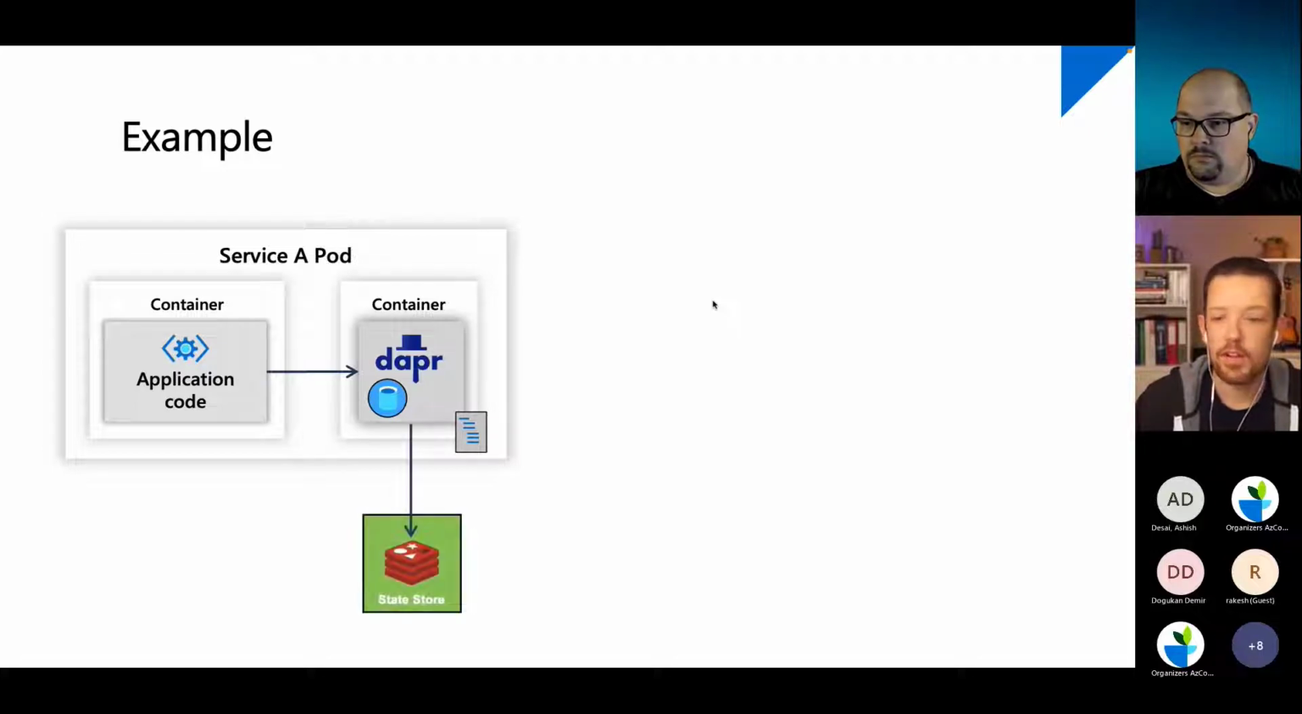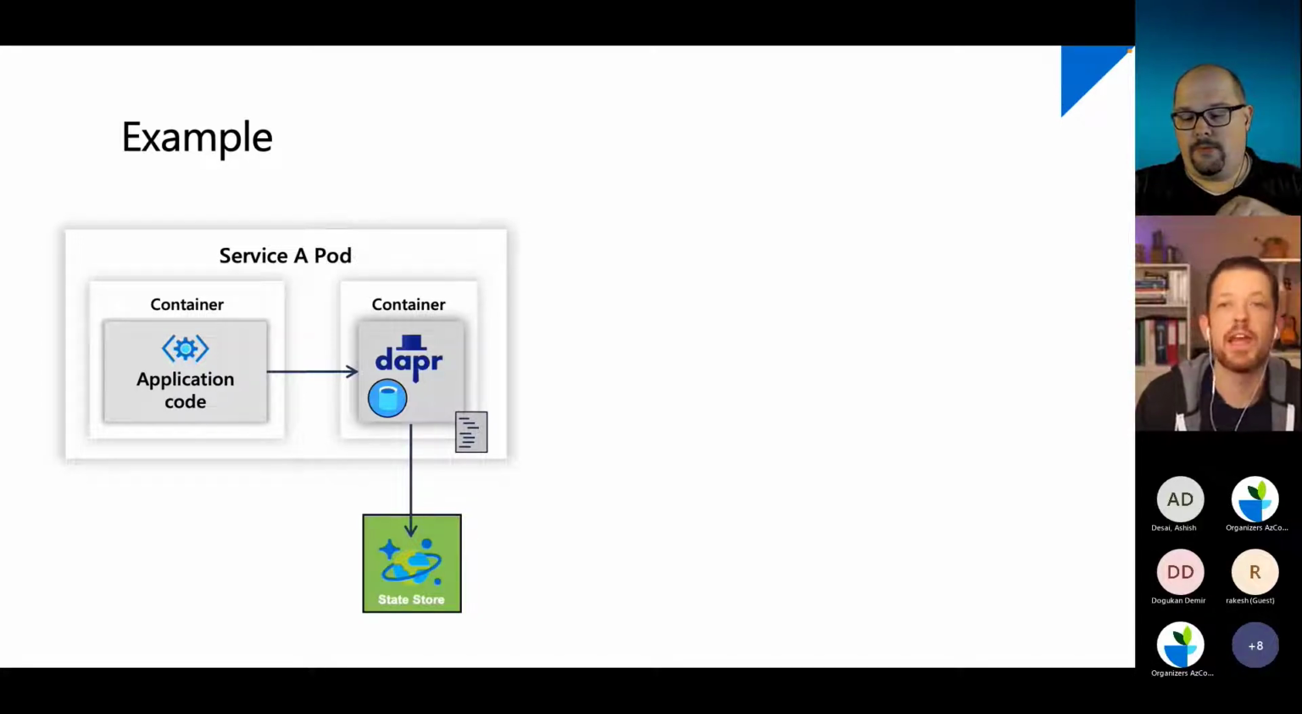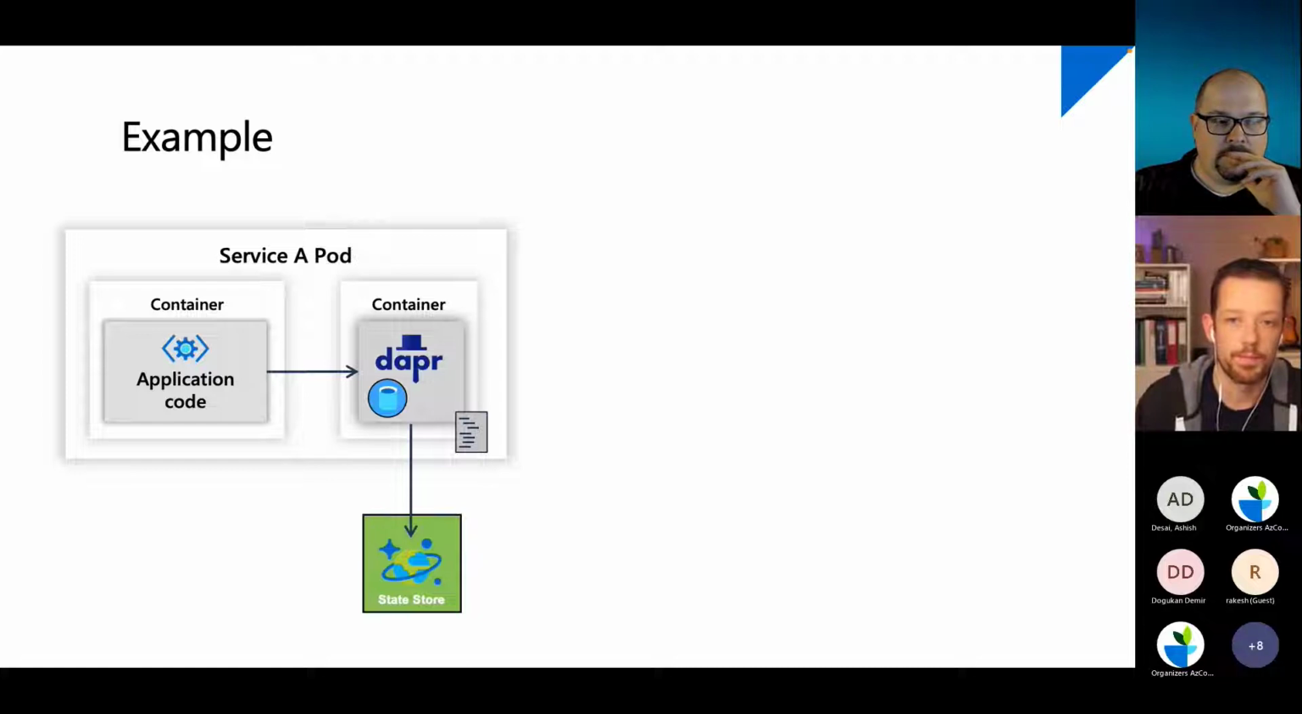Now, if I change my mind later on, or maybe I'm going to a different environment, I'm moving from my development machine to a test environment or to a production environment, I can change that state store really simply by just modifying that configuration. So for example, instead of Redis, I can change the state store to, let's say, Cosmos DB. And it's important to note again that I don't need to modify any code for that. It's completely transparent for my application code. It's all being done through configuration.